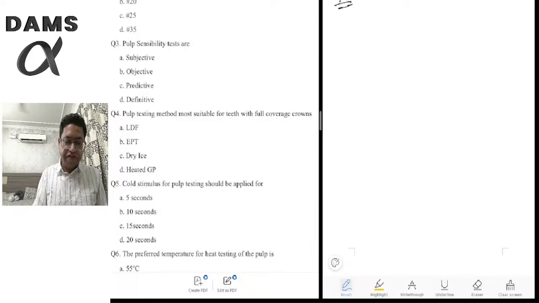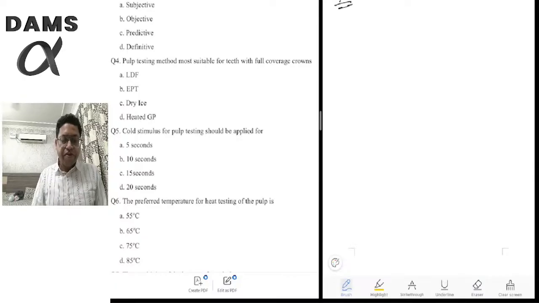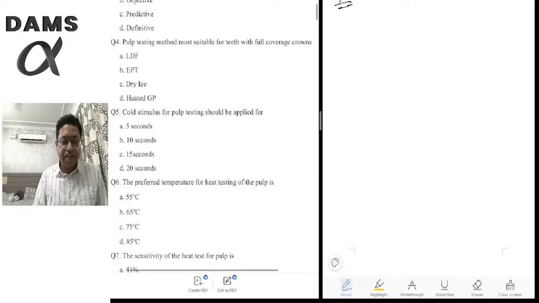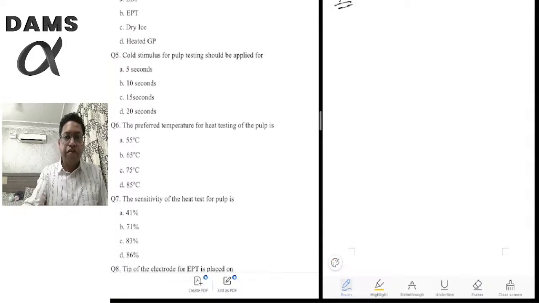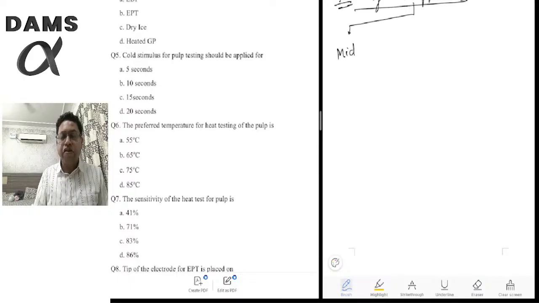Question number 5. A cold stimulus for pulp testing should be applied for 5 seconds, 10 seconds, 15 seconds, or 20 seconds. What does it mean? It is asking about the cold pulp sensibility test, that is, the protocol of agent application. Whatever cold testing agent we have chosen, we apply that agent, and if we talk about the area of application, it is the midfacial area of the tooth.